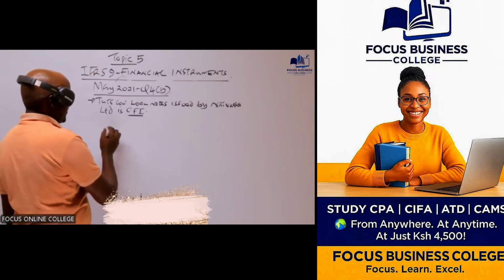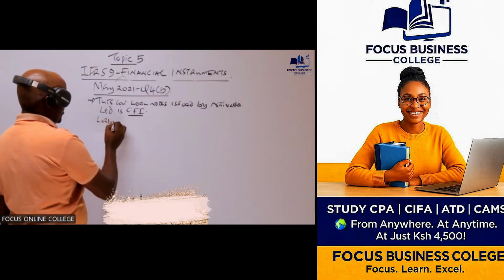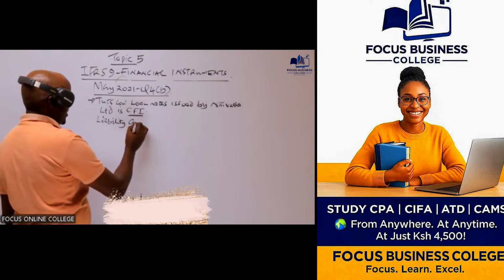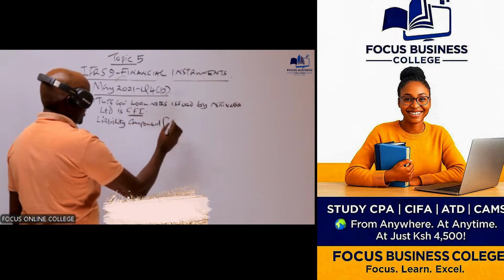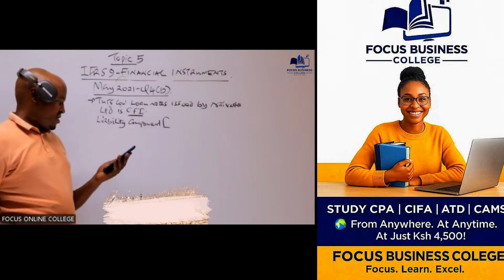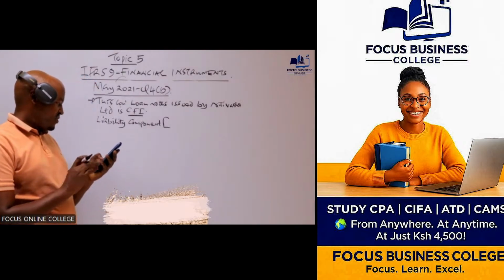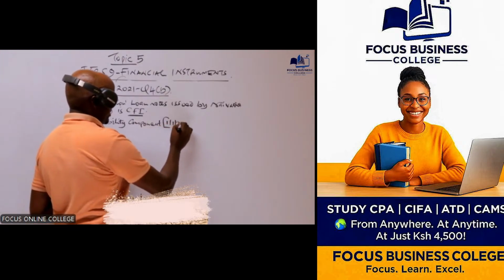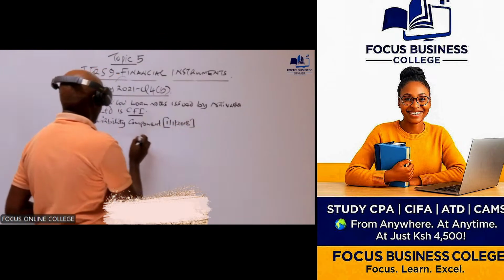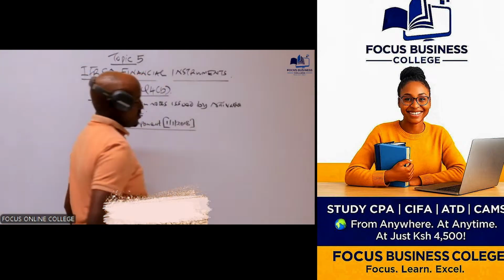We are going to start by computing the liability component. Step number 1 is to compute the liability component, and this one is always computed on the date of the issue. So when were these compound financial instruments issued? They were issued on 1st January 2018. That's when we should do the split.